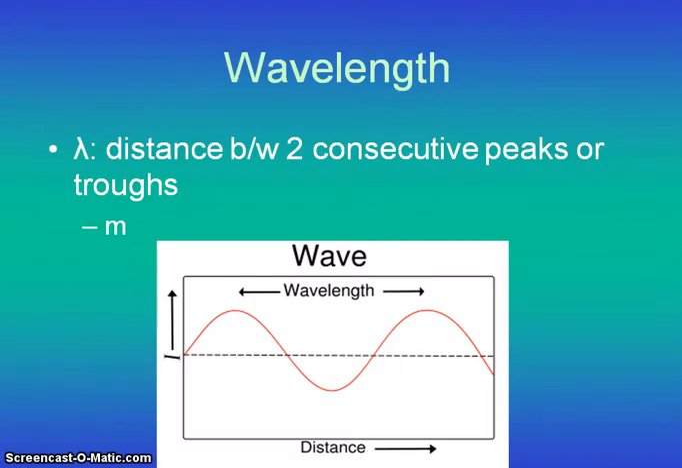A wavelength is represented by the lambda symbol, which looks similar to an upside down Y. And a wavelength is just the distance between two consecutive peaks or troughs. So if you're looking at this diagram here, you could measure from peak to peak, that would be one wavelength, or you could measure from trough to the next trough, and that would also give you the wavelength. And since it is a length, it is measured in meters.